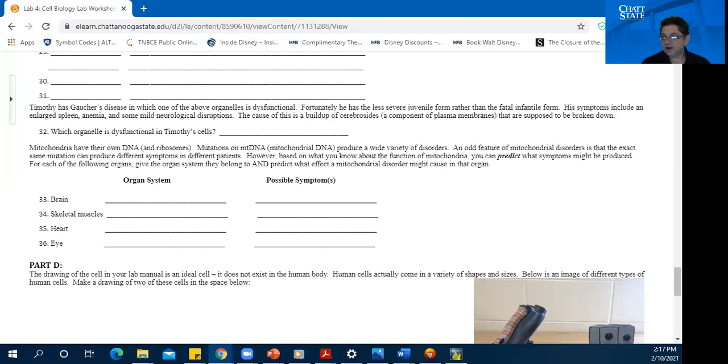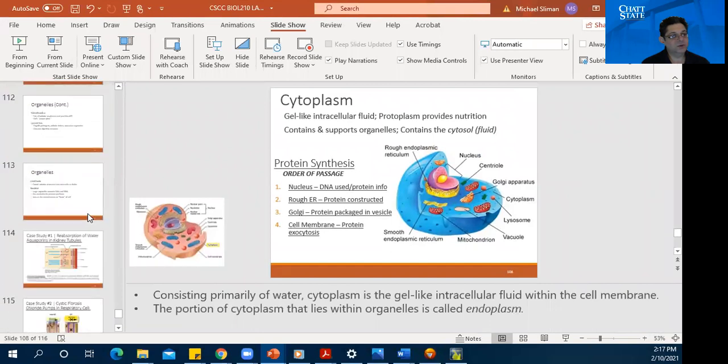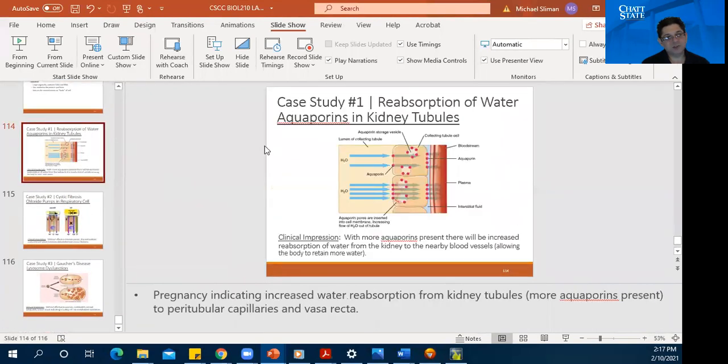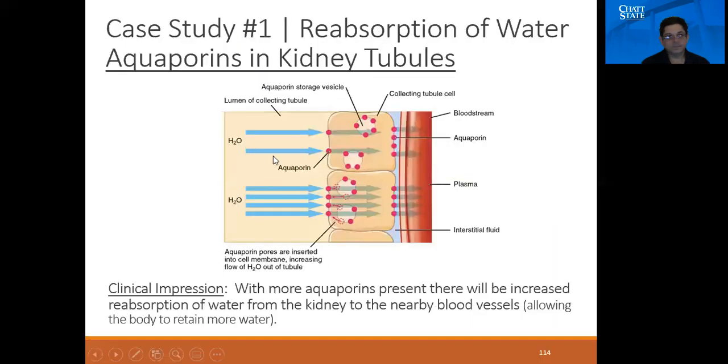So let me just shoot to the PowerPoint one more time because we are done, guys. Just to clue you in on where those case studies are, they're at the very end, last 3 slides. There we go. So if the picture bothers you, don't pay attention to it. Just look at the clinical impression. That's what you need to know from these case studies. That'll help you on the test.